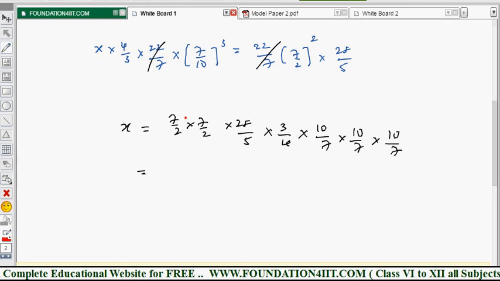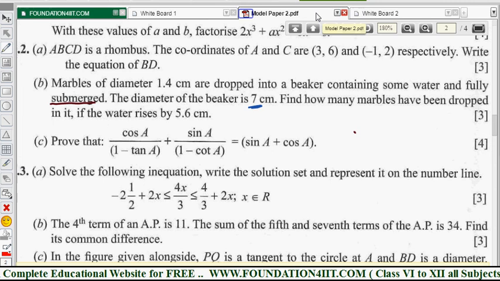So the 7s cancel here. 4 is 28, and 5 ones are 5, 2, right? And these 2s get cancelled. Just cancel however it works out. Now 3 into 5 into 10. So 3 5s are 15, 15 10s are 150. So the number of marbles is 150. Hence the number of marbles dropped into the beaker is 150, right? You can find it that way.